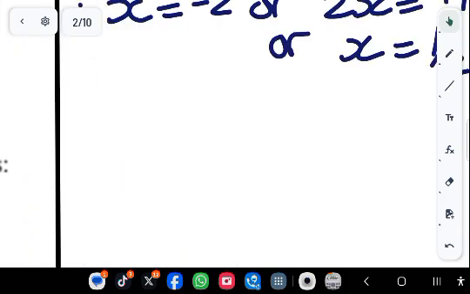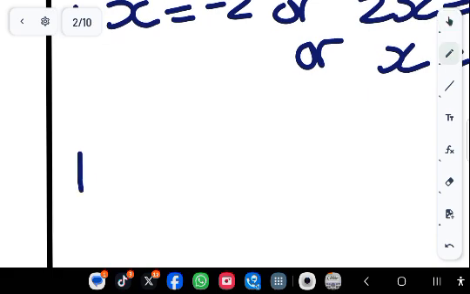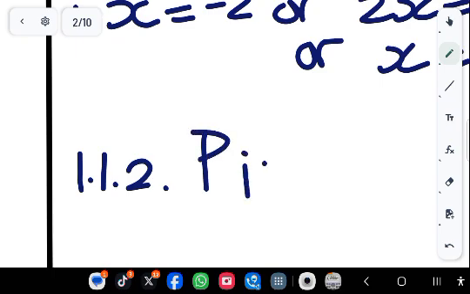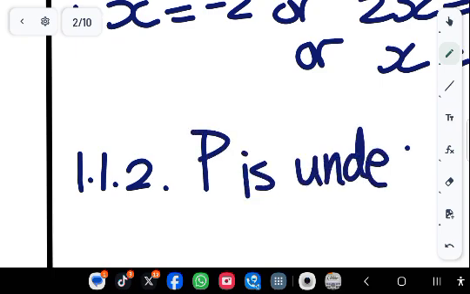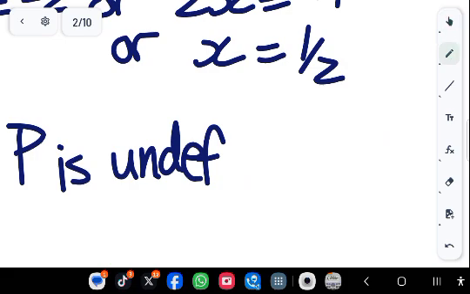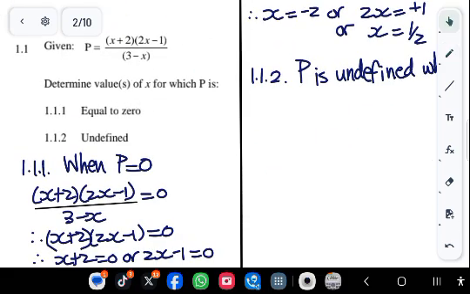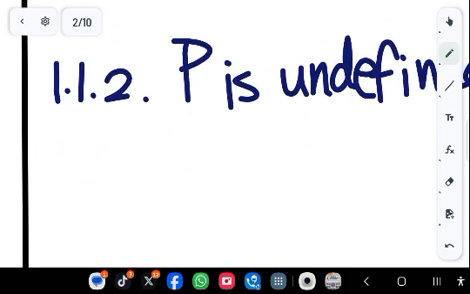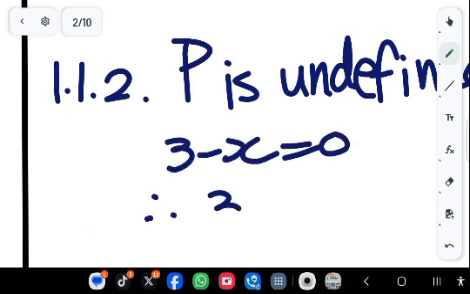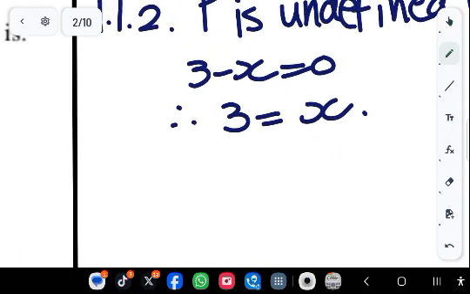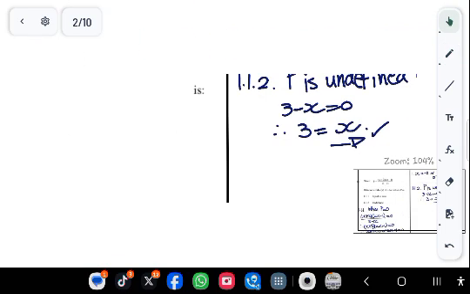Next, what are the values of x for when P is undefined? P is undefined when the denominator, which is 3 - x, is 0. Meaning that therefore, when 3 equals x, or when x equals 3, and that's how you answer that question. Next question.